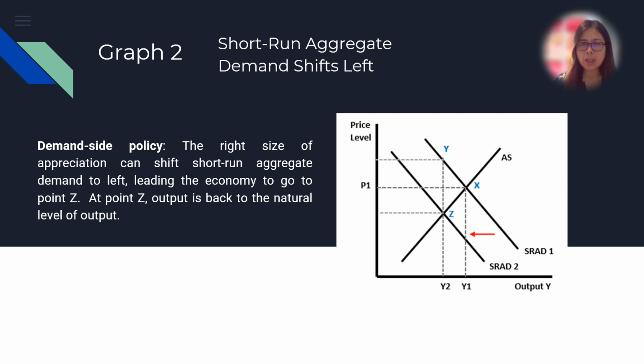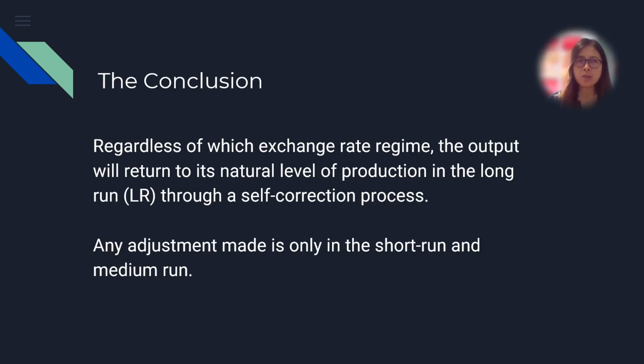Alternatively, on the demand side of things, the graph shows that the right size of appreciation can shift short-run aggregate demand to the left, leading the economy to go up to point Z. At point Z, the output is back to the natural level of output. In conclusion, regardless of which exchange rate regime, the output will return to its natural level of production in the long run through a self-correction process. Any adjustment made is only in the short run and medium run.